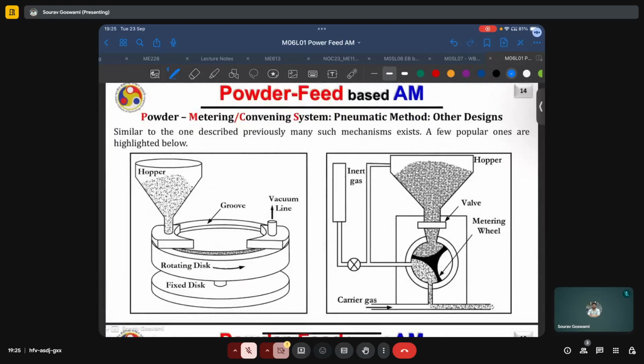The other designs based on pneumatic principles are also discussed. However, they are not really put to commercial usage. We have a design which uses a rotating disc attached on top of a fixed disc, which has a groove and a vacuum line, and another system where we have a hopper with some valve and metering wheel, where a carrier gas can be used to deliver the powder.